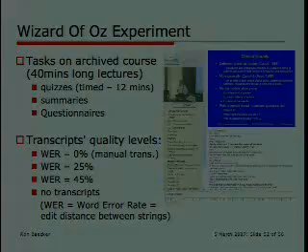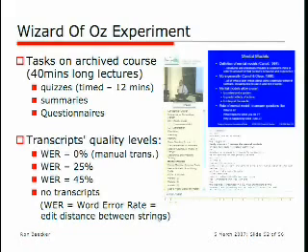And so Cosmin's first task then was a Wizard of Oz experiment in which he gave students a task in which they had to go back and take 12-minute quizzes on archived lectures, 40-minute long lectures, so they couldn't listen to the entire thing. They had to browse and navigate and look selectively for things. He gave them 4 conditions: a perfect manual transcription with 0% word error rate, 25% word error rate, 45% word error rate, and no transcripts.